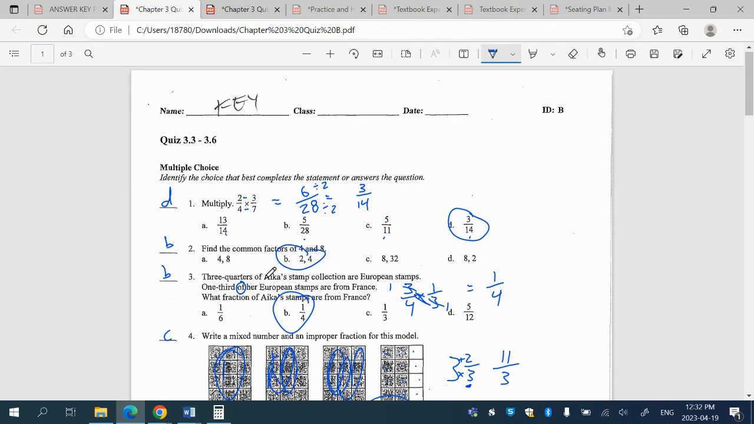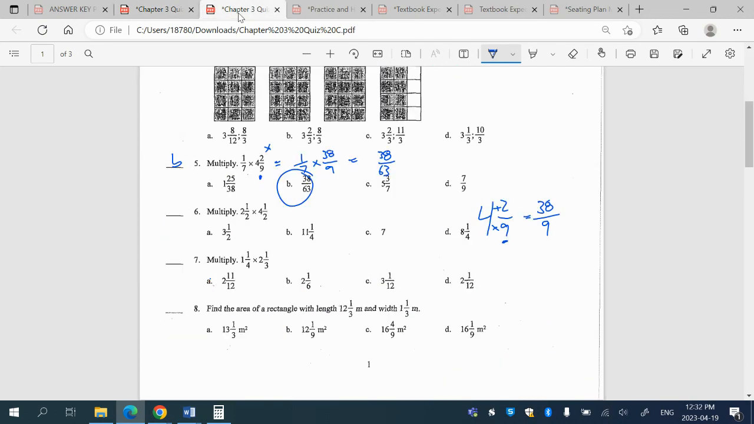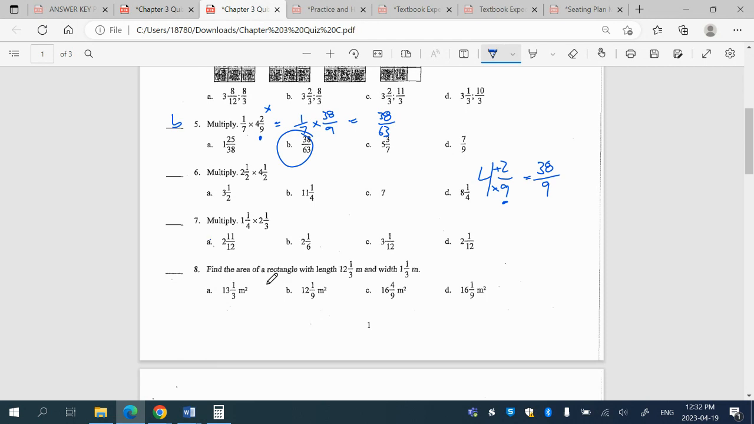Okay. I'm on version B, so let's do one on C. Oh, it's the exact same. Okay, so let's do C as well.